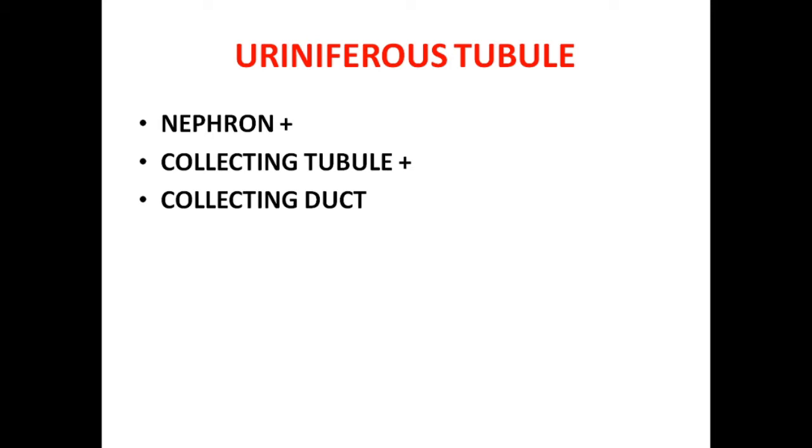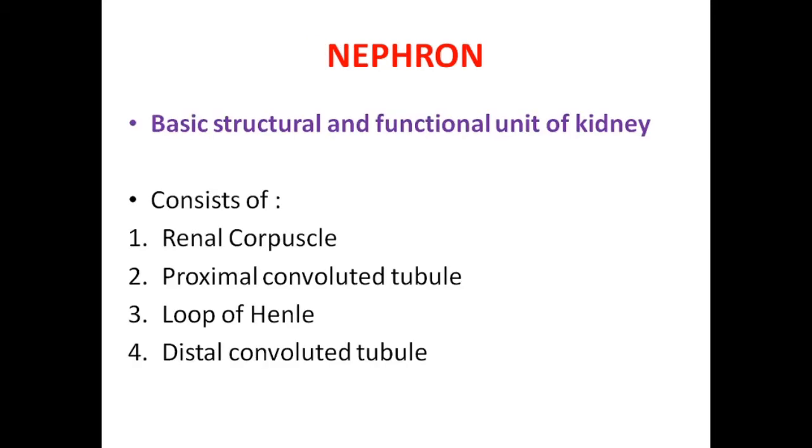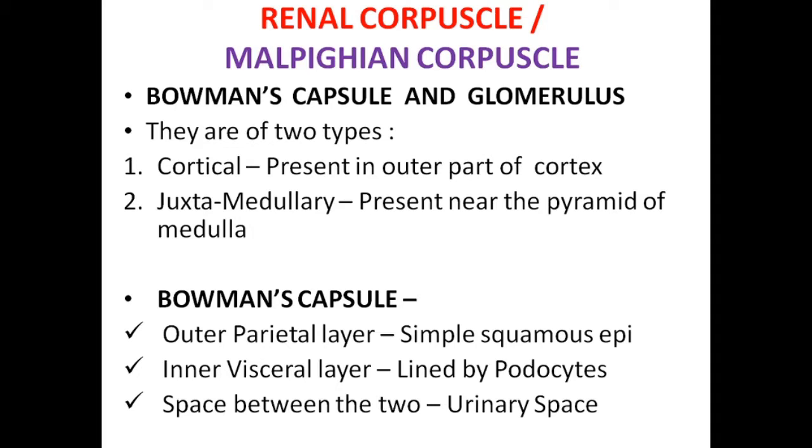Now first we will study about the nephron. So nephron basically is the basic structural and functional unit of kidney. It consists of renal corpuscle, proximal convoluted tubule, loop of Henle, distal convoluted tubule. So now we will see each component again in detail. So first, the renal corpuscle, also known as the Malpighian corpuscle. It consists of two basic parts, the Bowman's capsule and the glomerulus.